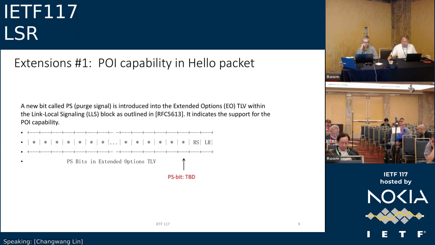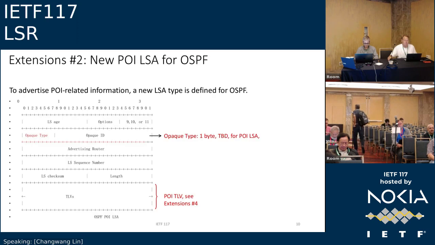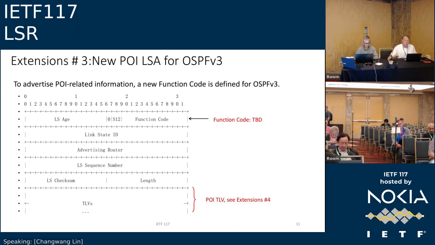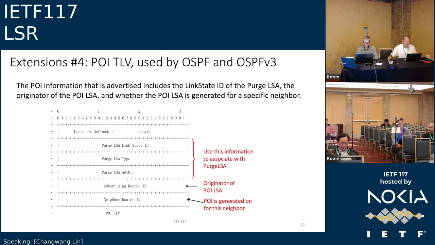Let's take a look at the specific theory and LSA extension details. Extension number one, the POI capability in the hello packet. We define a purge signal in the extended options in LLS blocks. It indicates the support for the POI capability. Extension number two, new POI LSA for OSPF is defined, and also a new POI LSA for OSPF version 3 is defined. Finally, we define the POI TLV used by OSPF and OSPF version 3. The POI information that is advertised includes the link state of the purge LSA, the originator of the POI LSA, and whether the POI LSA is generated for a specific neighbor.